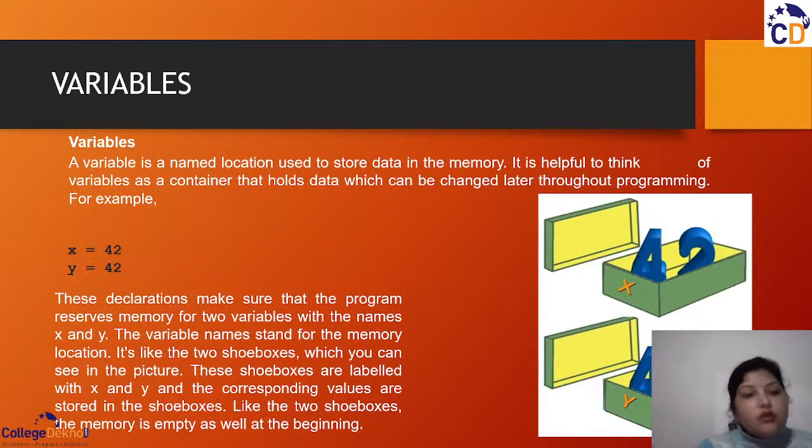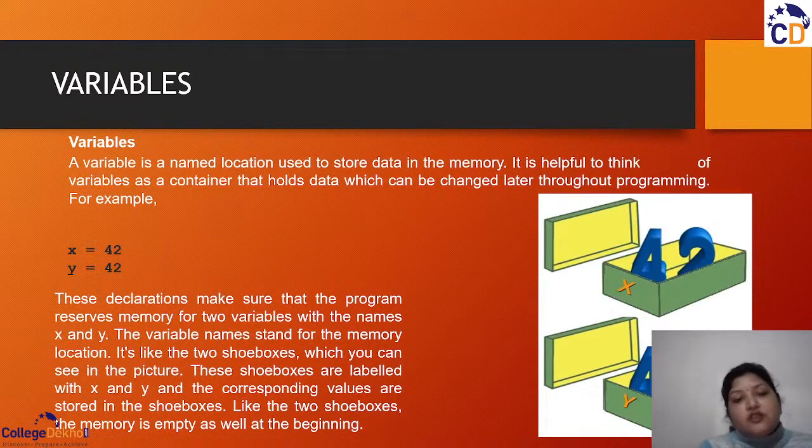So this is how we have defined two variables, and in the picture you can easily identify these two are the variables and these two are the memory locations which are holding the values 42, right? Let us go into the detail of this.